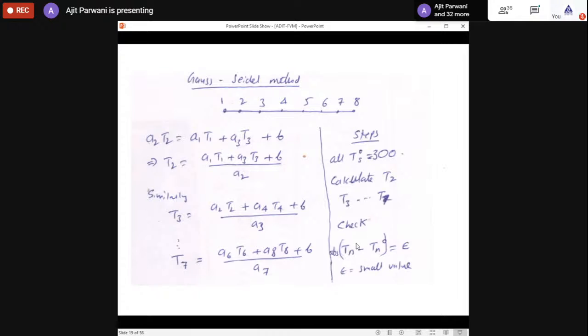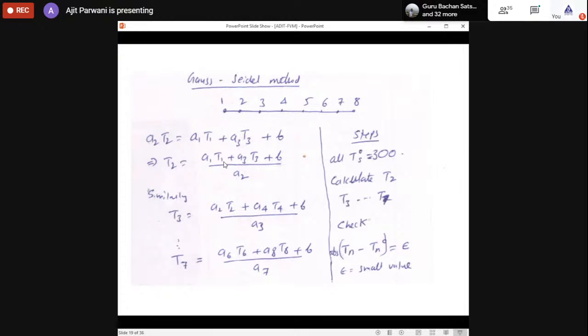Then finally, you check the value that you get now against the value in the previous iteration. In the previous iteration, our case was 300 for T2, and now I get, say, 500. Then the absolute difference of these two is 200, so our error is 200. This 200 is a very large value. Therefore, you have to go to this step again.